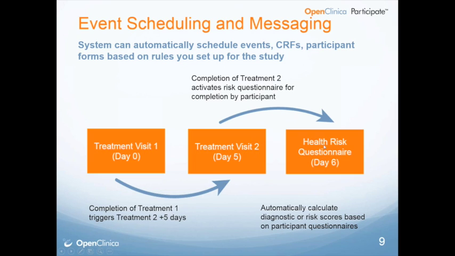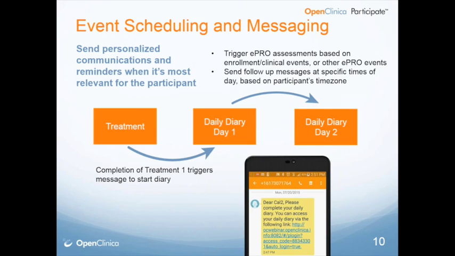And then after that second treatment visit has been completed, perhaps that's when we want to ask the health risk questionnaire. So completion of the second visit activates the risk questionnaire, and as I'll show you in a second, we've also associated the risk questionnaire in this case with calculation of risk scores based on the answers to that questionnaire. And these scheduling rules can be combined in a seamless way with messaging to your participants. Personalized reminders and notifications can be sent when it's most important and most relevant for the participant.